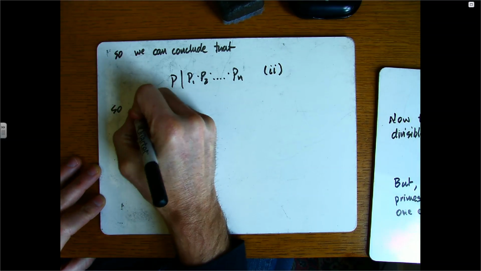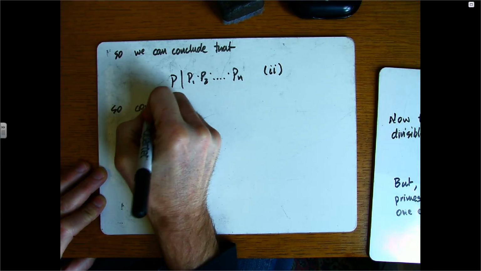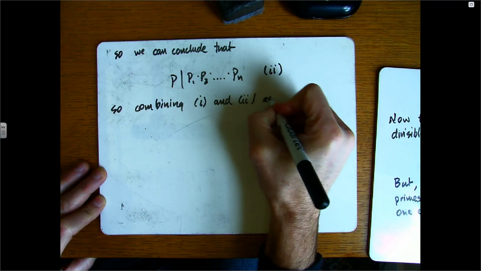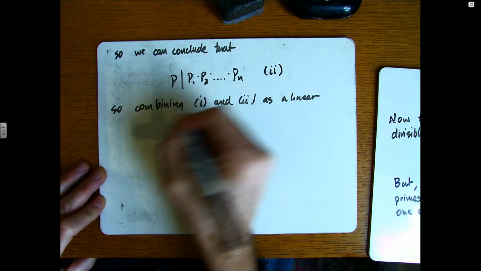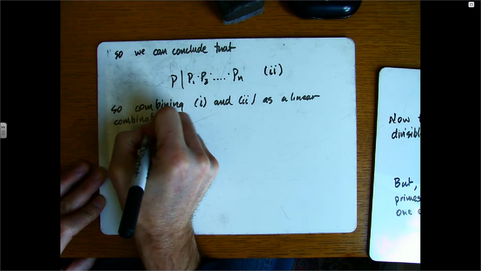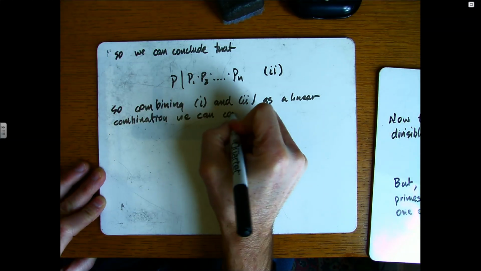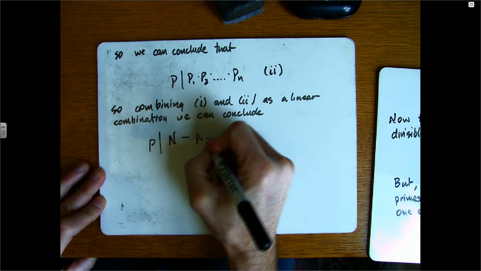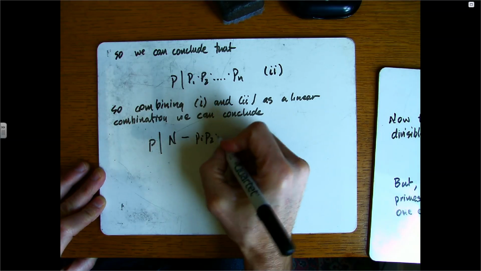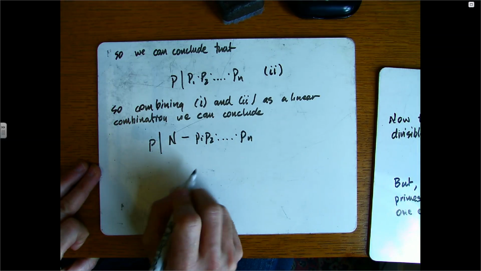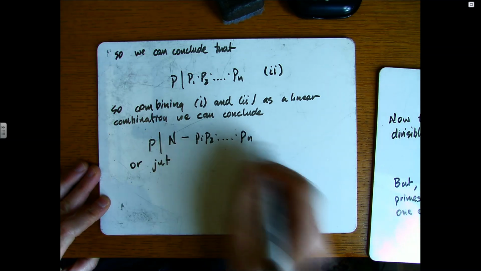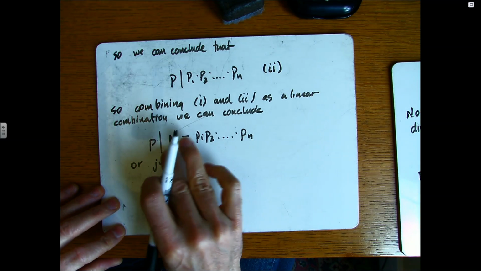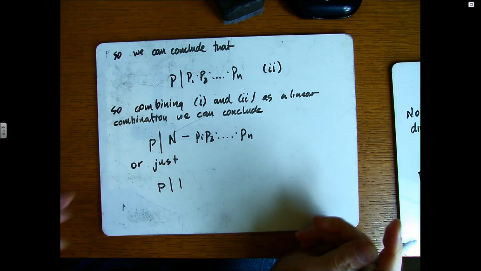So, combining 1 and 2 as a linear combination, we can conclude that P must divide N minus the product of p1, p2 up to pn, or just what? Well, we know that N minus that product is just going to be 1. So, P divides 1. And now we have a contradiction.